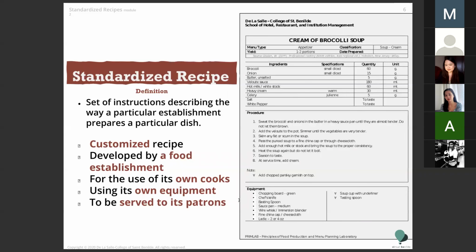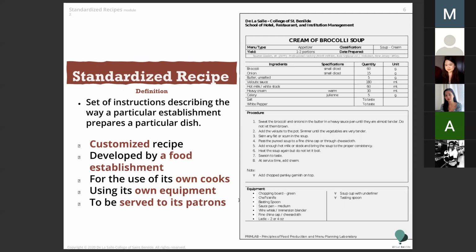As defined, a standardized recipe is a set of instructions describing the way a particular establishment prepares a particular dish. Now, it's customized. It's usually developed by the food establishment. It's intended for the use of its own kitchen staff or cooks, using its own equipment inside that same kitchen, which is prepared to be served to its daily patrons or clients. So we have here an example of a standardized recipe.